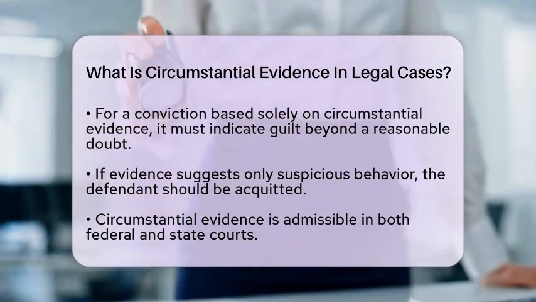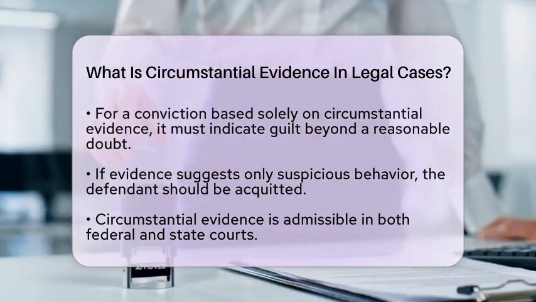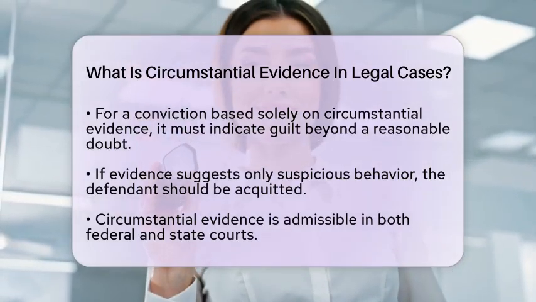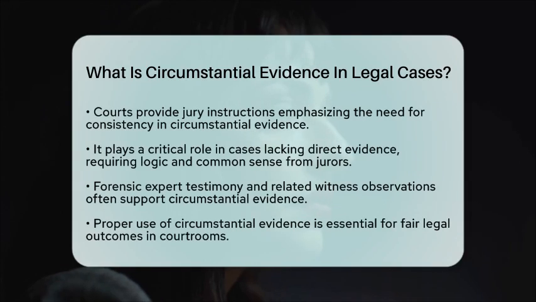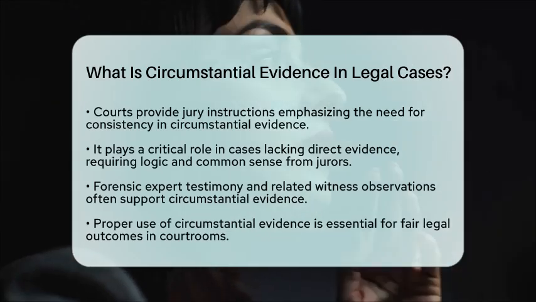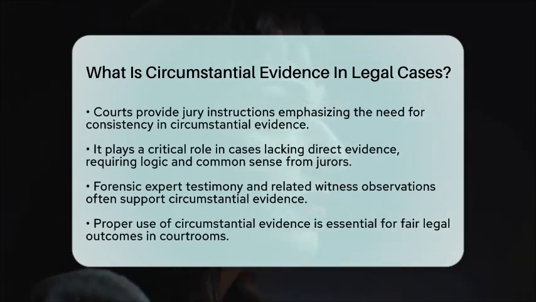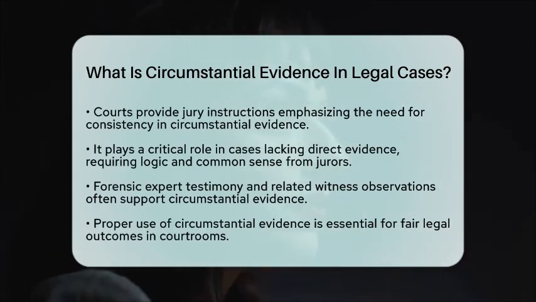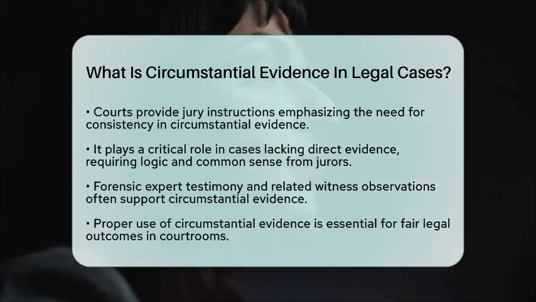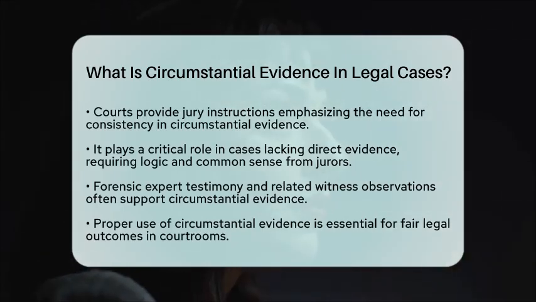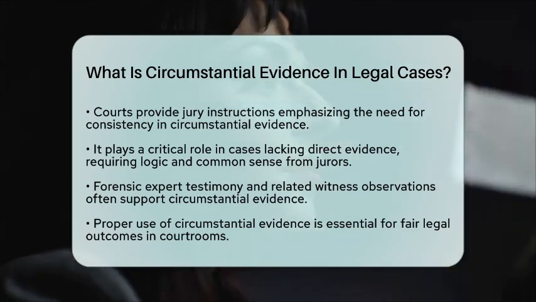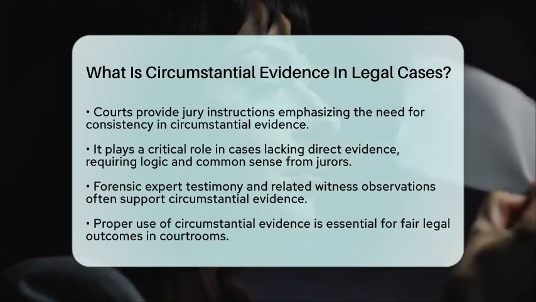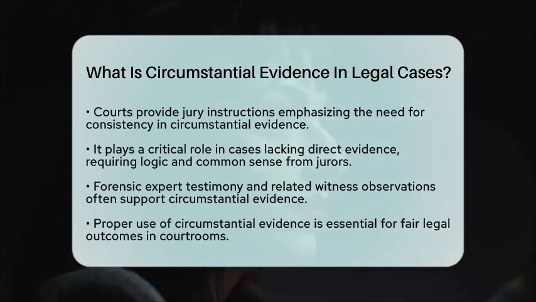In practical courtroom application, circumstantial evidence plays a critical role, especially when direct evidence is unavailable. It requires judges and jurors to apply logic, common sense, and experience to evaluate probabilities, ruling out coincidences and alternative explanations. This type of evidence is common in criminal trials and is often supported by forensic expert testimony, witness observations of related behavior, and physical evidence indirectly linked to the crime.